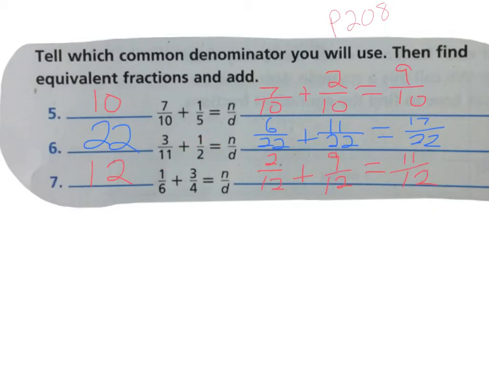11ths and seconds, so half, we changed to 22nds. We changed 11 to a 22, 2 to a 22. 3/11ths became 6/22. 1/2 became 11/22, a total of 17/22. Number 7, we changed our 6ths and our 4ths to 12ths. 2/12ths and 9/12ths. 1/6 times 2 is 2/12ths. 3/4 times 3 is 9/12ths, giving us a total of 11/12ths.